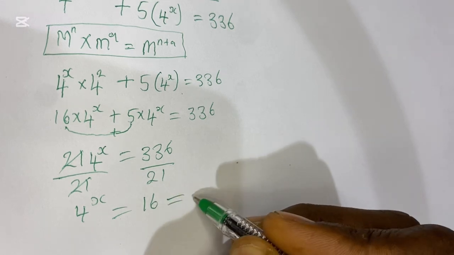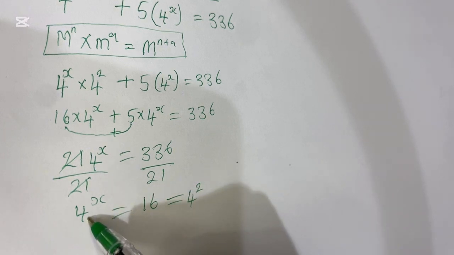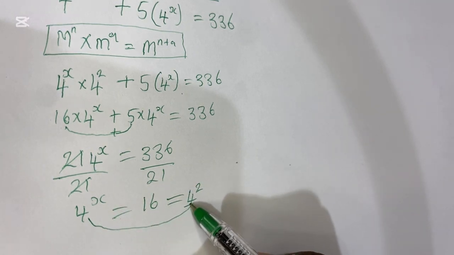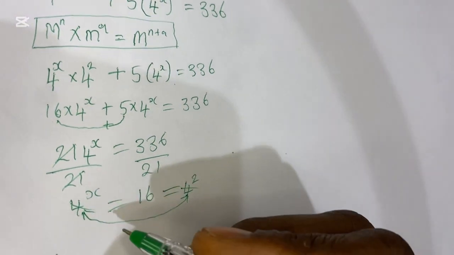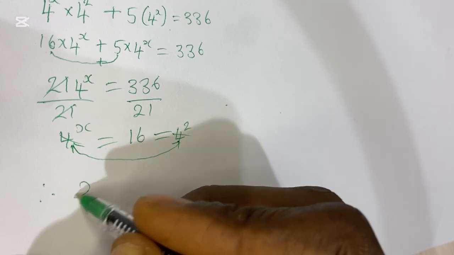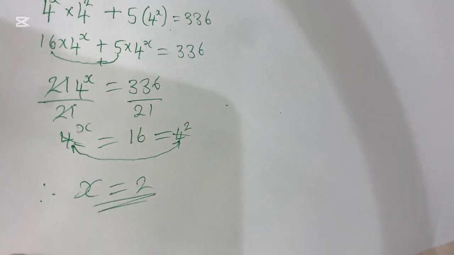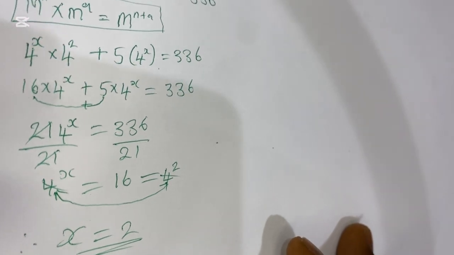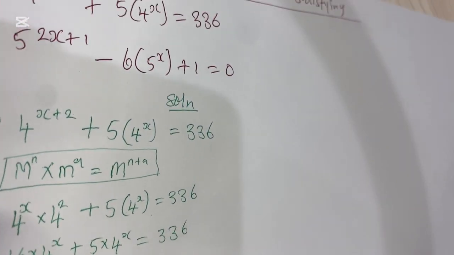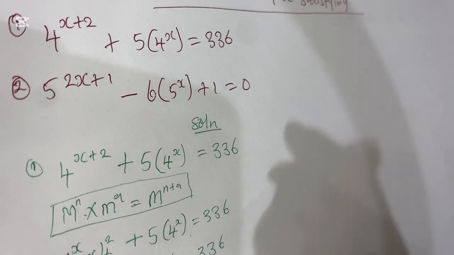Now this 16 means 4 raised to power 2. So if we compare this and this, we can strike the base out, since they are the same. Therefore x is equal to 2. You see that? x is equal to 2. All right, having done that, we can now go back to number 2 and solve for number 2.